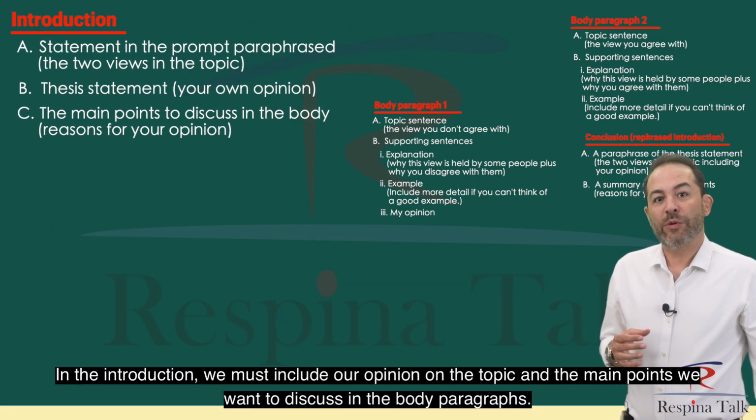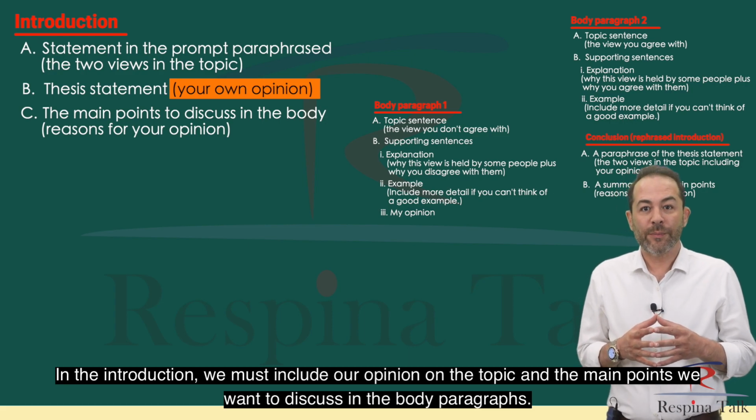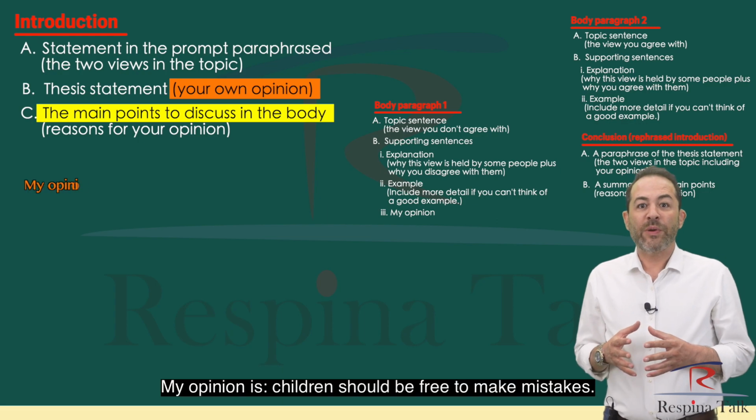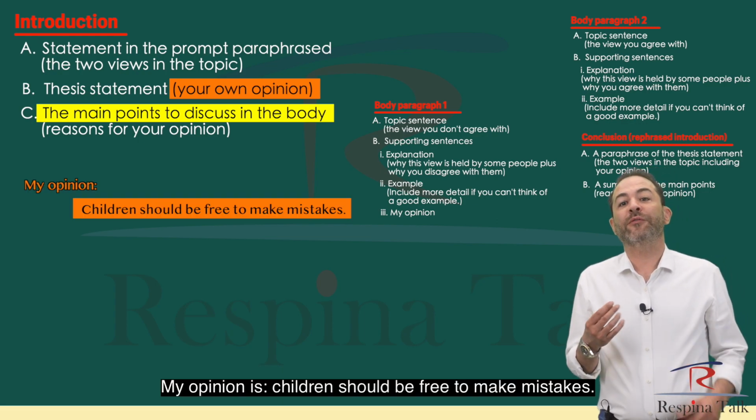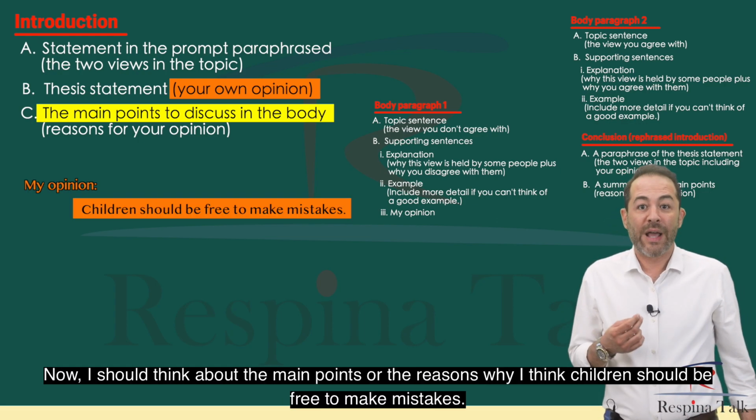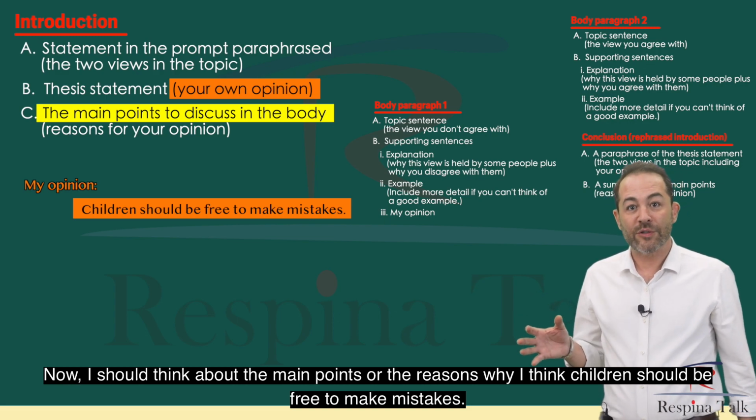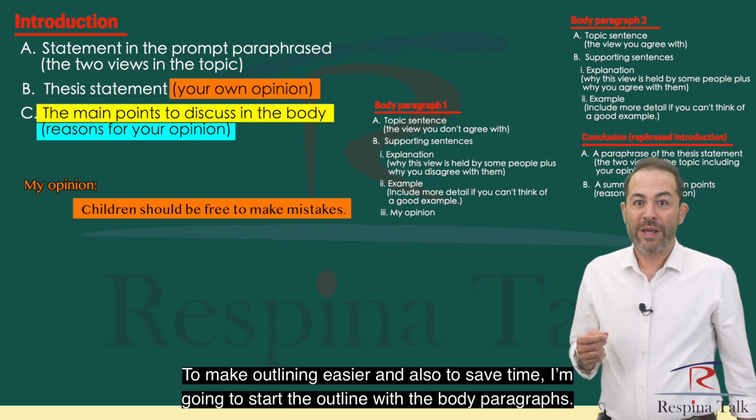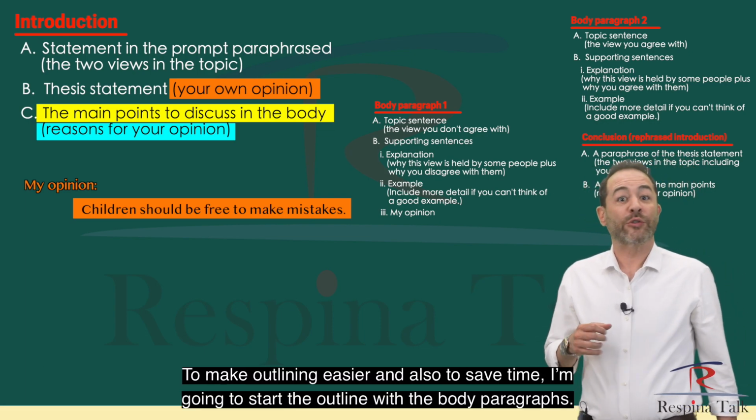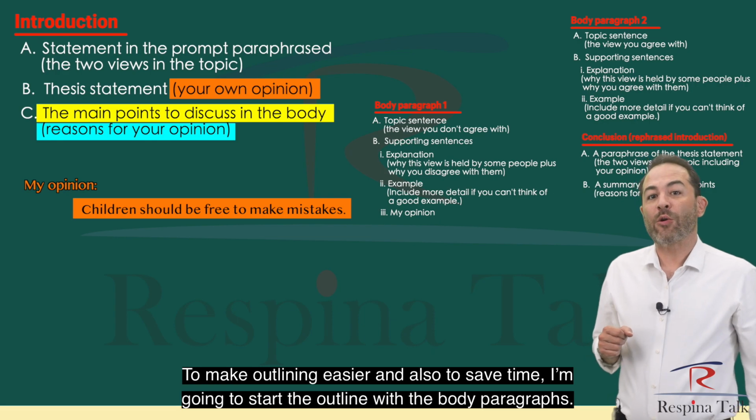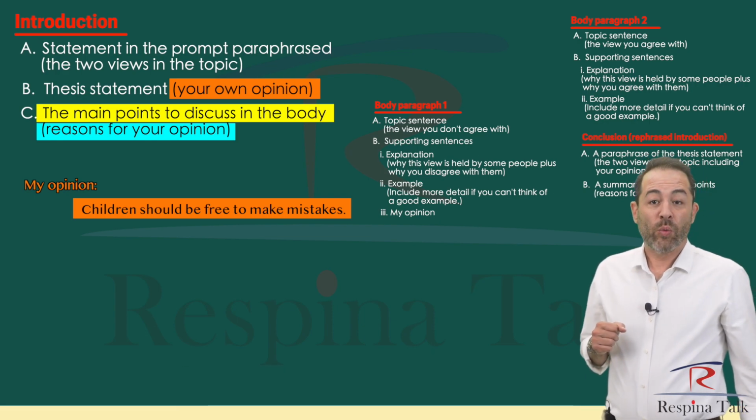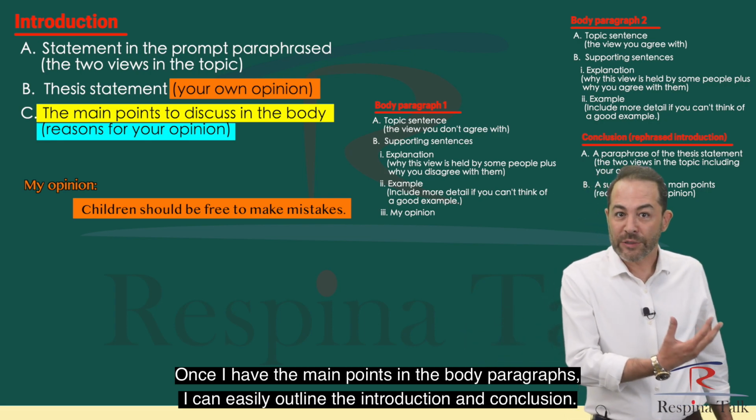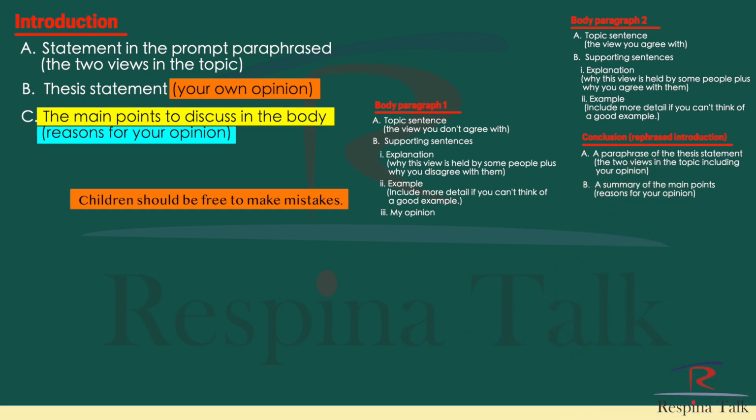In the introduction, we must include our opinion on the topic and the main points we want to discuss in the body paragraphs. My opinion is children should be free to make mistakes. Now I should think about the main points or the reasons why I think children should be free to make mistakes. To make outlining easier and also to save time, I'm going to start the outline with the body paragraphs. Once I have the main points in the body paragraphs, I can easily outline the introduction and the conclusion.